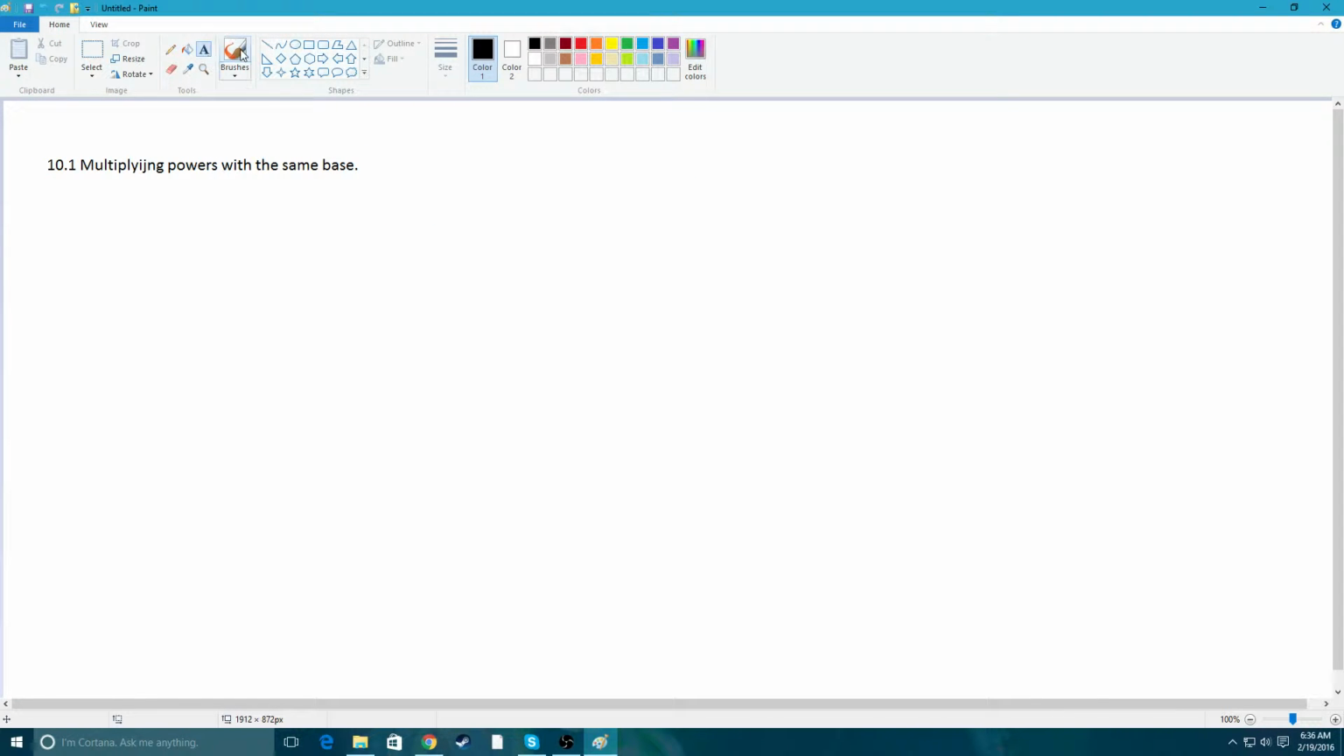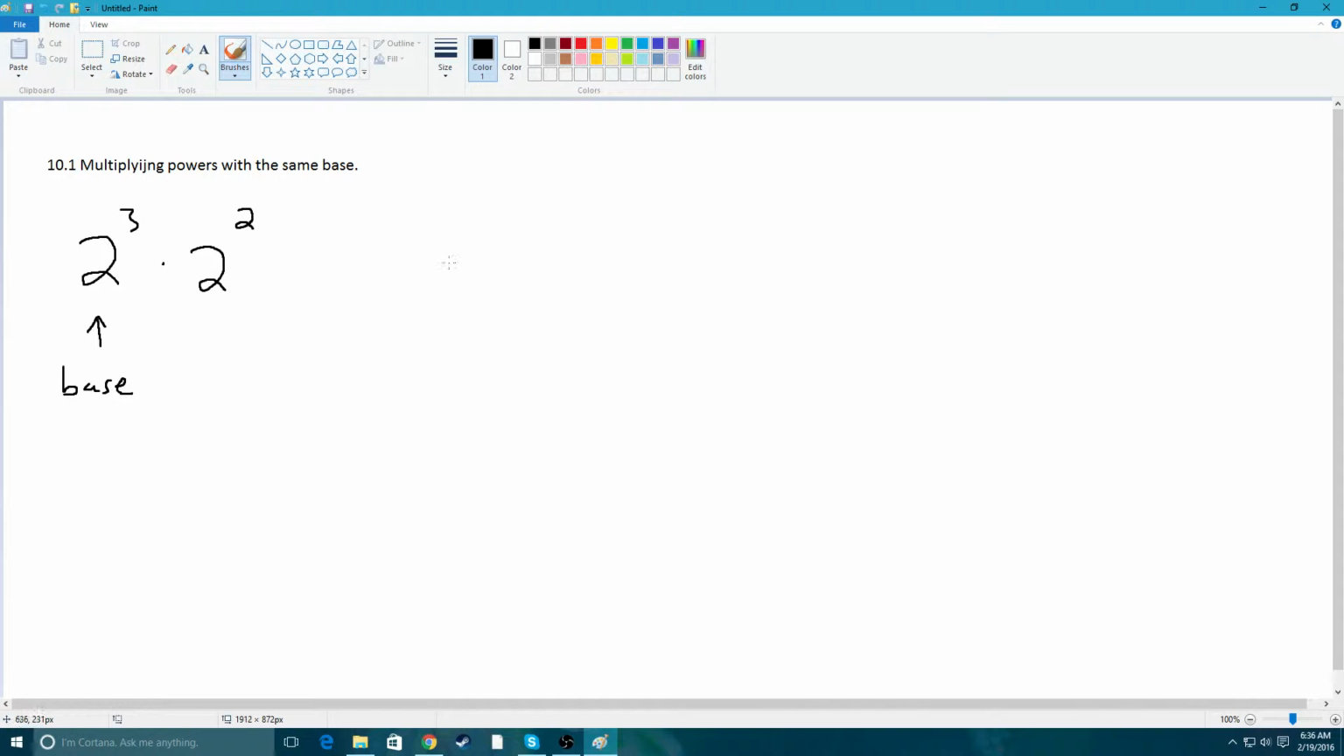What we mean by this is when you have a number like 2 to the third power, this number that's on the bottom of the exponent, not the exponent itself, but this number, that's called the base. So when we mean multiplying powers with the same base, we're looking at an example like 2 to the third times 2 to the second. So that's our example.